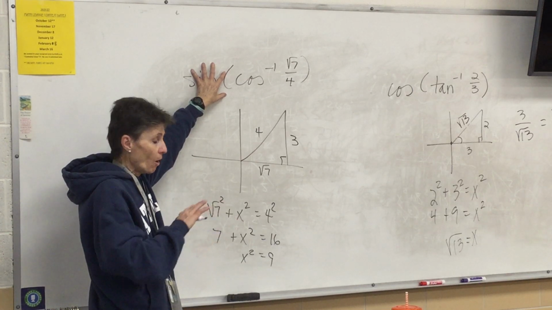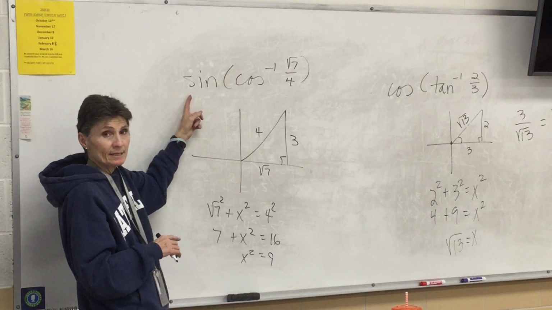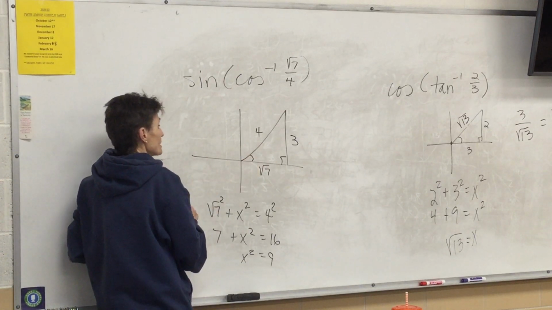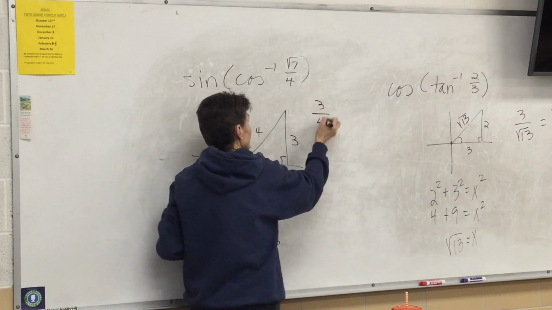So far, all I've done is the parentheses. Now I'll find the sine of that picture. Here's my angle. Sine is opposite over hypotenuse, so the answer is 3/4.